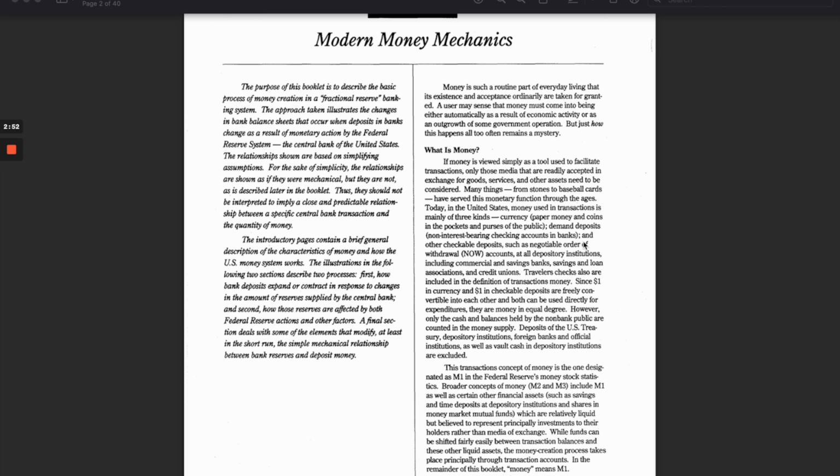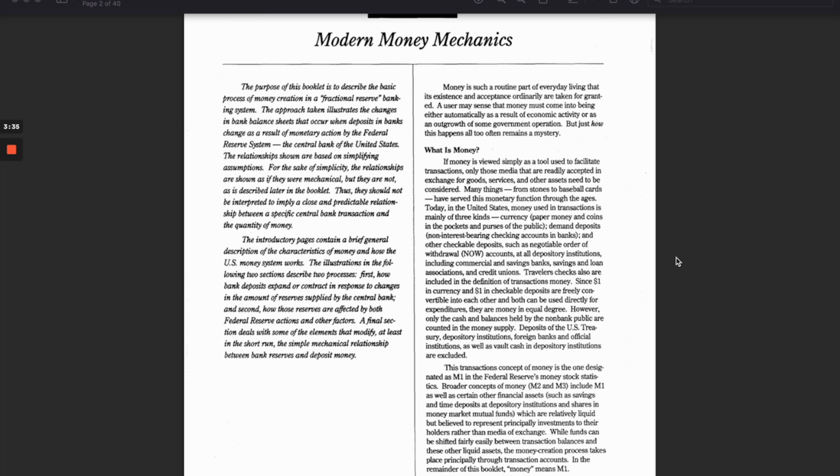Today, in the United States, money used in transactions is mainly of three kinds: currency, which is paper money and coins in the pockets and purses of the public; demand deposits, which are non-interest-bearing checking accounts in banks; and other checkable deposits such as negotiable order of withdrawal, NOW, accounts at all depository institutions, including commercial and savings banks, savings and loan associations, and credit unions. Traveler's checks are also included in the definition of transactions money. Since $1 in currency and $1 in checkable deposits are freely convertible into each other and both can be used directly for expenditures, they are money in equal degree.